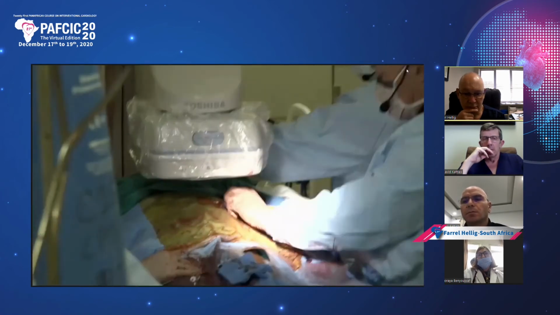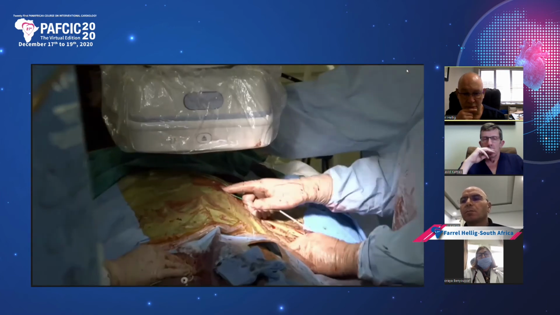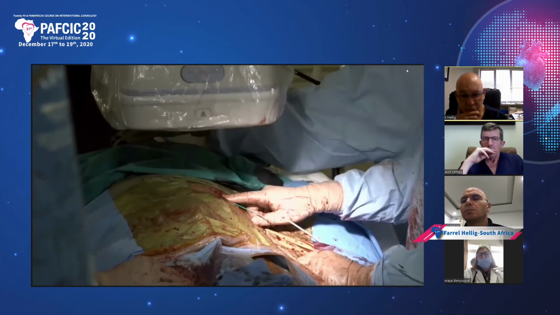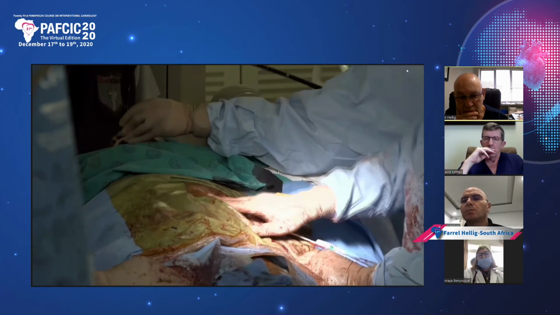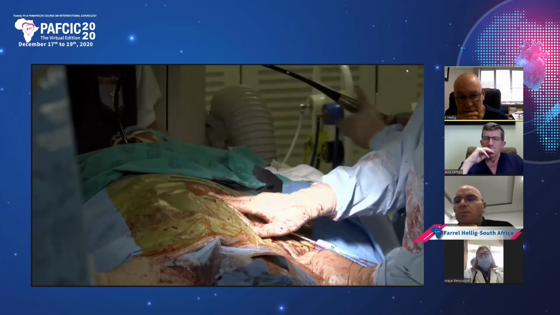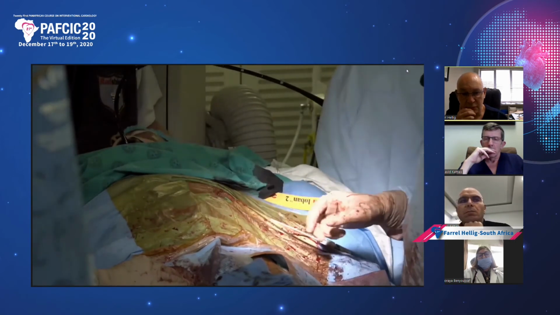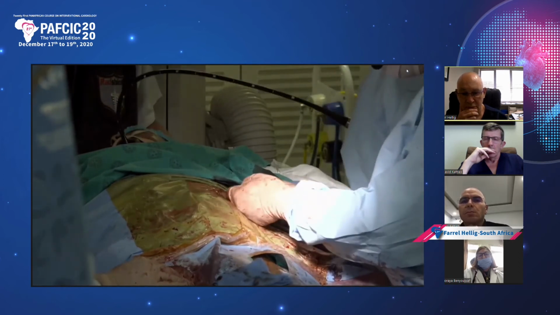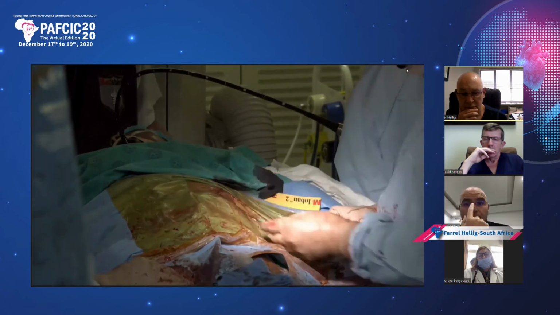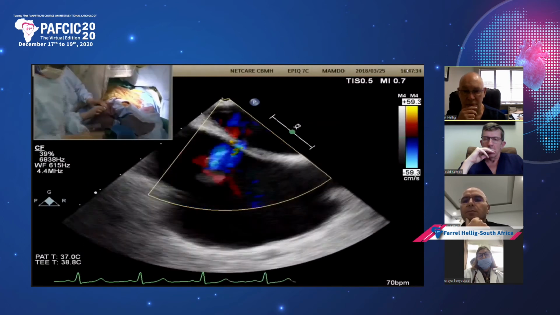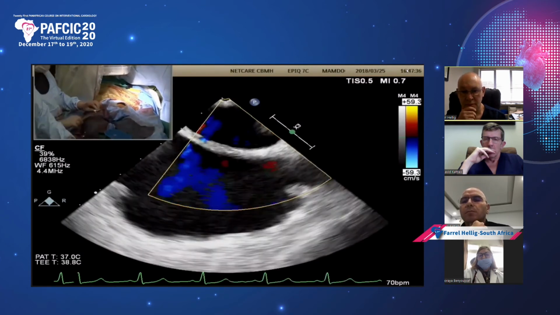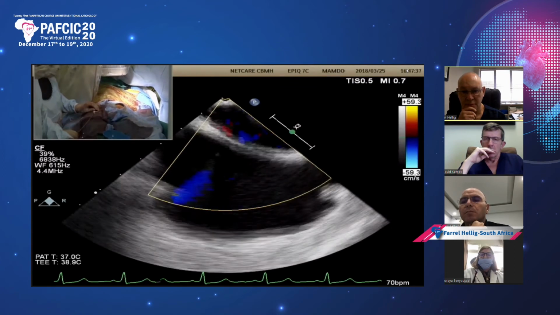There's no bleeding if you look at the site. Raise the panel, so you can see at the site there's no bleeding and there's no effusion. Okay, so I'm going to cut the angiostil cord. There's a little bit of an interatrial septal defect.